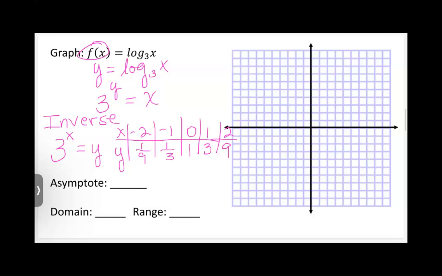Okay, so we can plot our points. I'm going to start with 0, 1. That's the easiest. And then 1, 3. 3 right there. And then, you know what? I might have messed up that last one. I might have gone up too high.